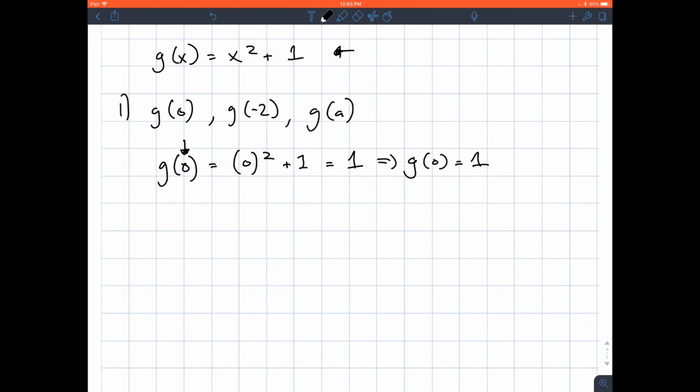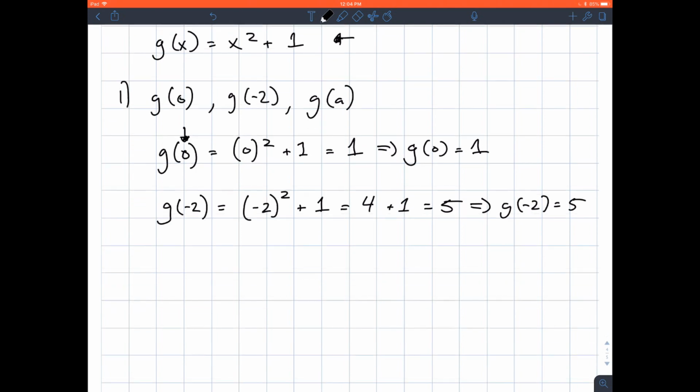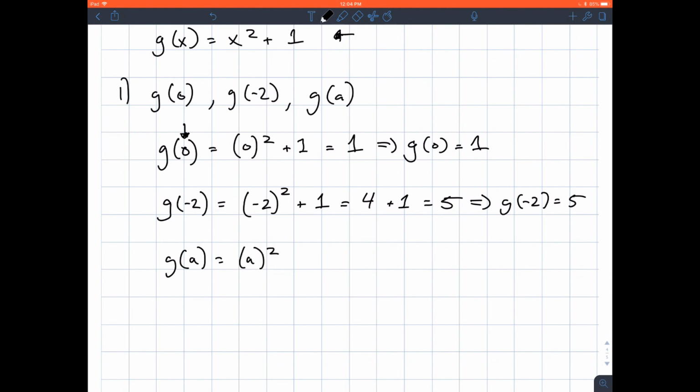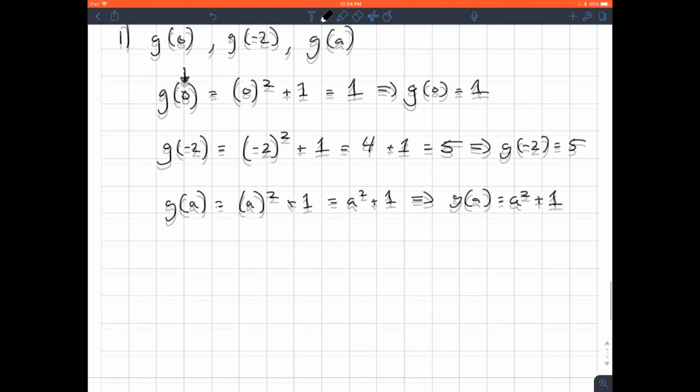So start with the next one, g of negative 2. Like I said, you place in negative 2 in place of x. So negative 2 squared plus 1. That's simply just 4 plus 1, which is equal to 5. So, therefore, g of negative 2 is equal to 5. Let's say g of a. Same thing, you place a in place of x. So a squared plus 1. Therefore, g of a is equal to a squared plus 1. There, simple.